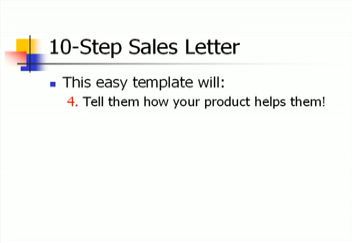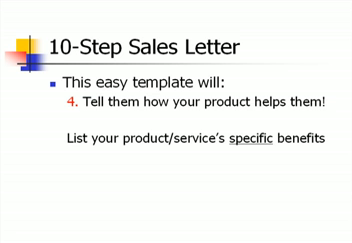4, tell them how your product helps them. It's here that you tell your reader exactly what your product or service is going to help them achieve. In the case of the baby safety kits, it's going to help them create a nurturing, safe, and comfortable place for their baby to grow up in. You want to draw out every benefit you can think of here to make sure that they realize all of the benefits in the product.